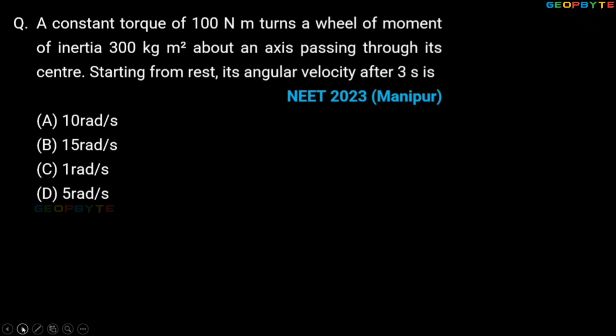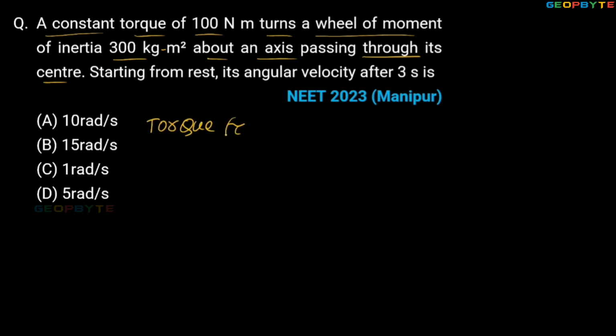Look at this problem. It is asking like this. A constant torque 100 Newton meter turns a wheel of moment of inertia 300 kg meter square about an axis passing through its center. Torque tau is given. Generally, torque is denoted with tau, and it is given as 100 Newton meter.